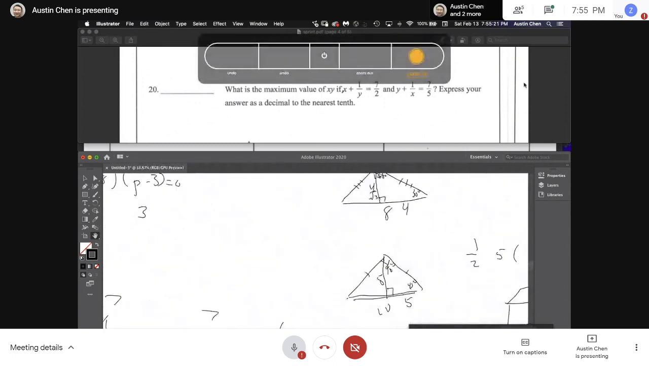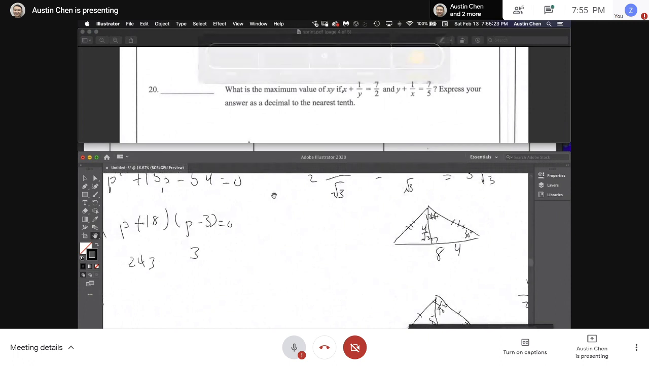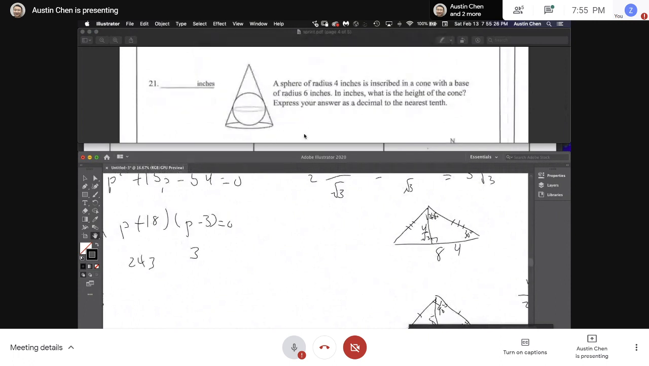Okay, I need to find some space here. Here's some good space. Number 21. A sphere of radius 4 inches is inscribed in a cone with a base of radius 6 inches. In inches, what is the height of the cone? Express your answer as a decimal to the nearest tenth.